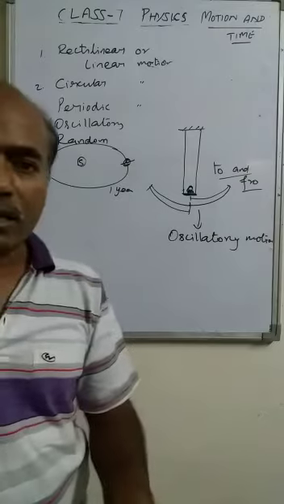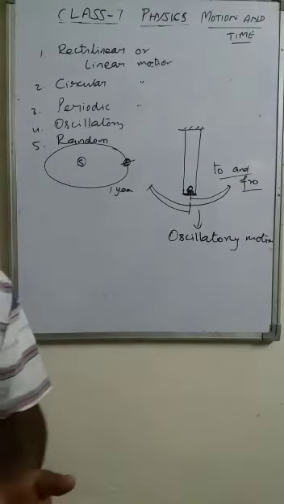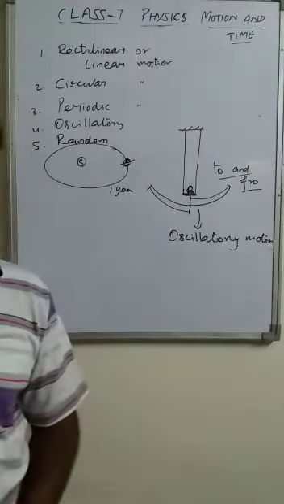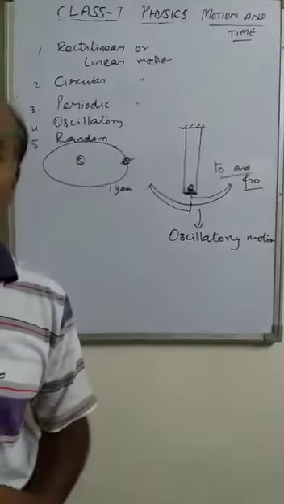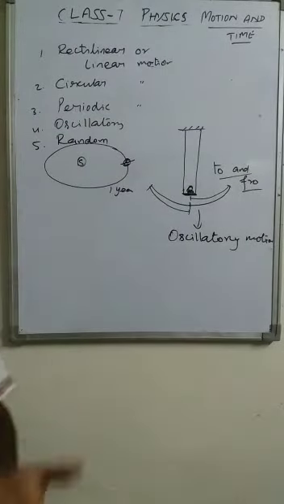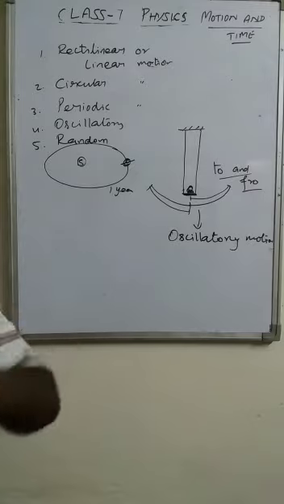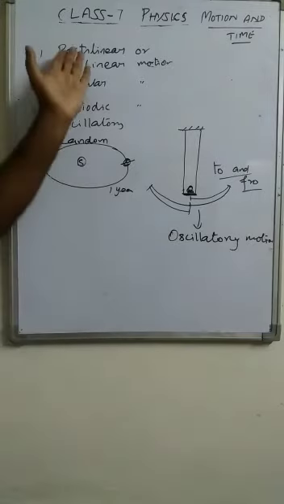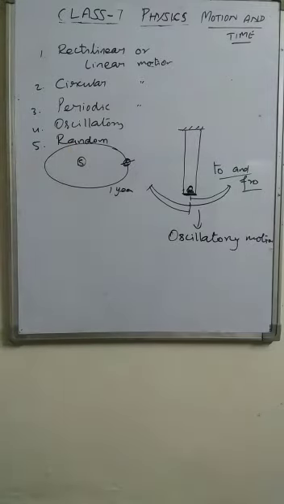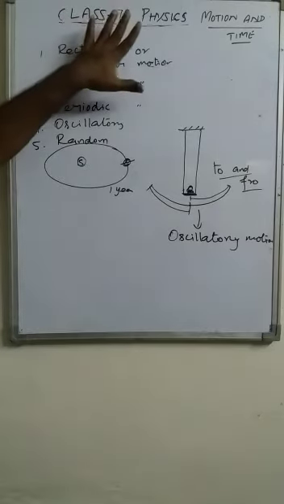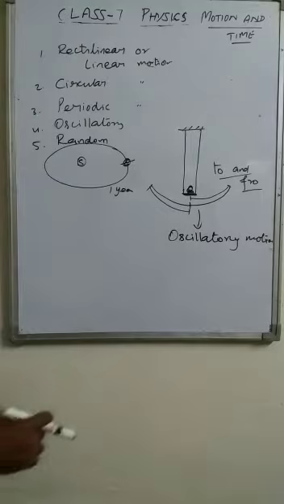Otherwise, you can take another example. A fly is flying in the room. Its motion is also random because it moves irregularly in different directions. So these are the various kinds of motion, and all motions have examples.